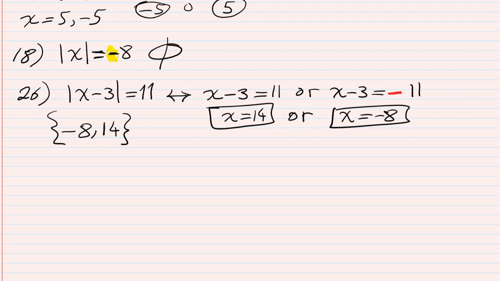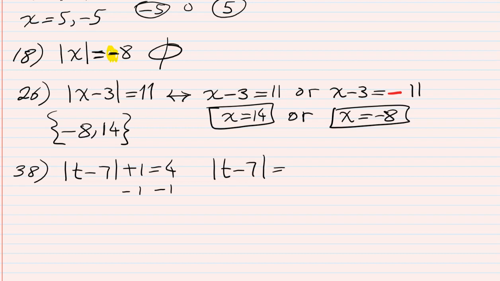Let's take a look at, for instance, number 38. Okay, in number 38, I have absolute value of t minus 7 plus 1 equal 4. Before I translate it, I need to isolate the absolute value. So I'm going to subtract 1. So this reads absolute value of t minus 7 is equal to 3. And now we can translate it. This means t minus 7 is 3, or t minus 7 is negative 3.